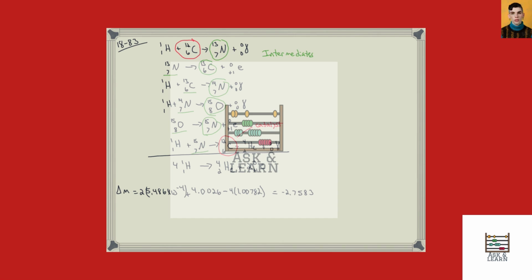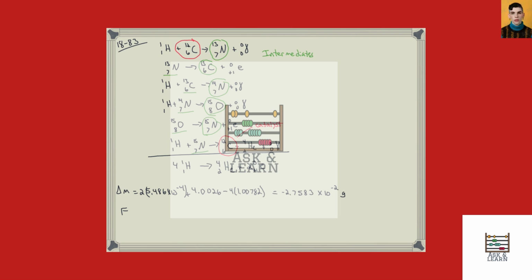But we can also use that exact same number for grams of a mole of helium nuclei. So we'll assume here this is grams per mole, just as we did here. And then we'll subtract off the mass of the reactants, 4 times the mass of a mole of a proton, 1.00782. That gives us a mass defect, a loss which will be represented as negative, of negative 2.7583 times 10 to the negative 2 grams.